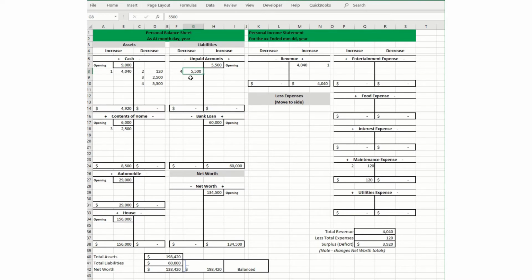Item number 5 says we paid telephone, electricity, and water bills for January with $1,200 in cash. So it's for the current month. We're using cash, so transaction number 5, $1,200. And because these are utility bills for the current month, it's actually an expense for the current month.